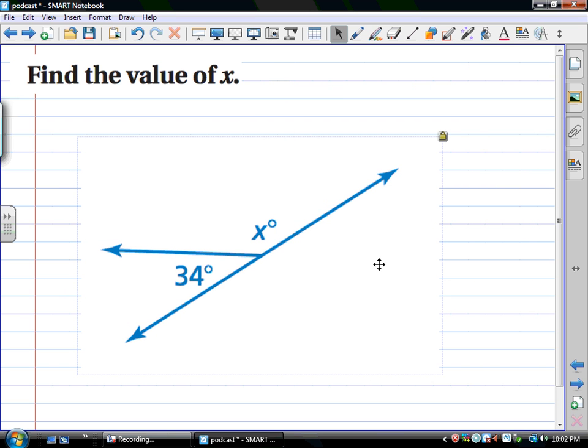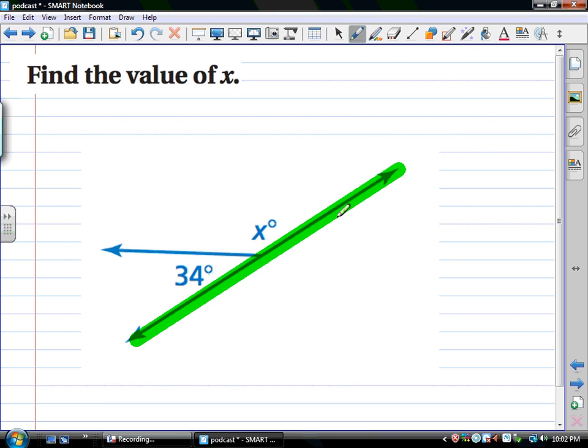All right, here's a review problem from lesson 5.1. We want to find x. Excellent job. Plus 10 for your group if you said, Mr. Phillips, this is a straight line or straight angle, and every straight angle has a total of 180 degrees. Plus 10 for your group if you said these two angles are supplementary to each other.